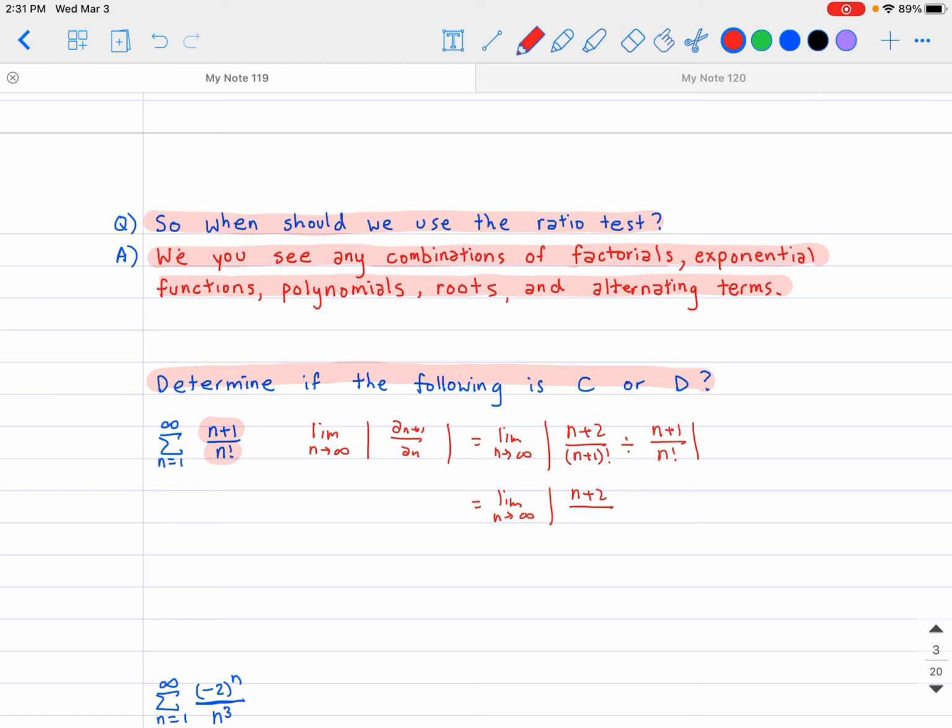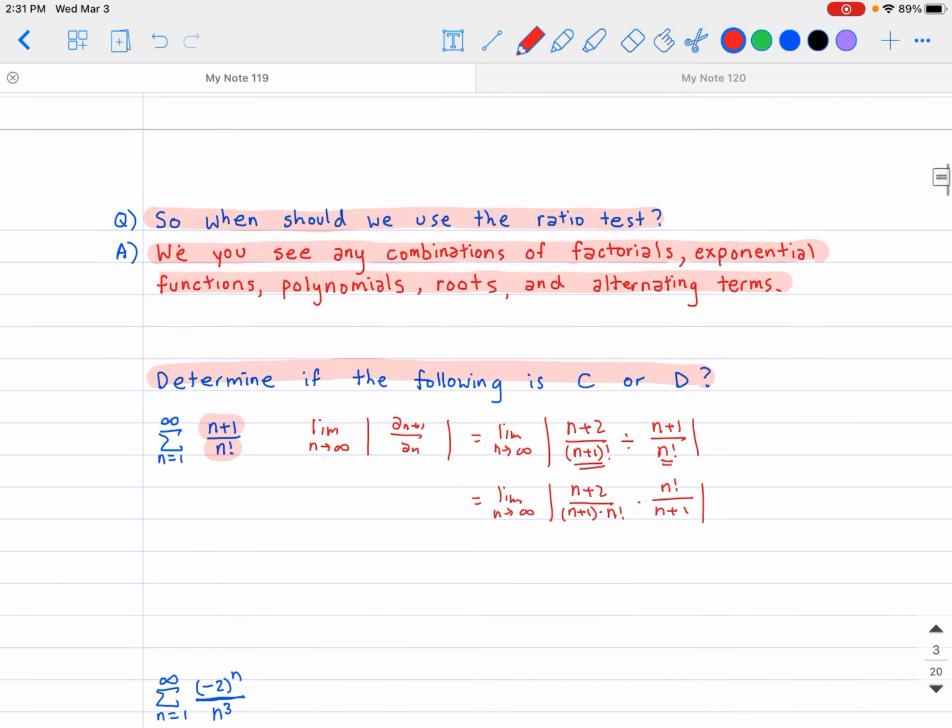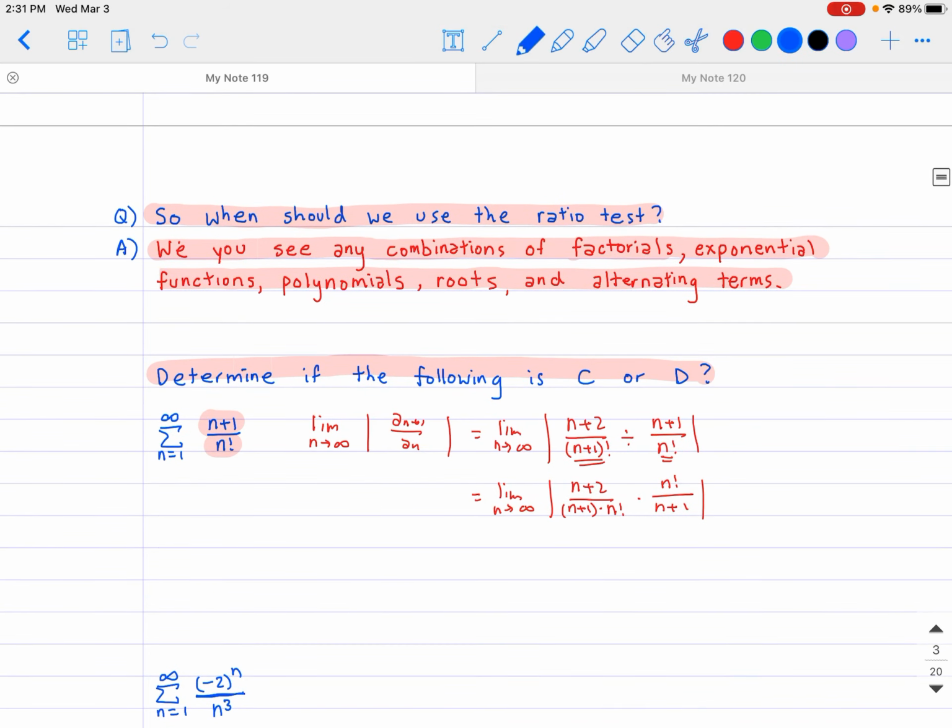Then on the bottom, I notice I have n factorial over here and n plus 1 factorial here, and I'd like some terms to cancel out. So I'll write that n plus 1 factorial as n plus 1 and then multiply by n factorial. And then on the other part, I'm going to flip the fraction. So we have n factorial on top and then n plus 1 on the bottom. Note that the n factorials cancel out, so that's good. And what we have left is n plus 2 on top and n plus 1 and n plus 1 on the bottom.